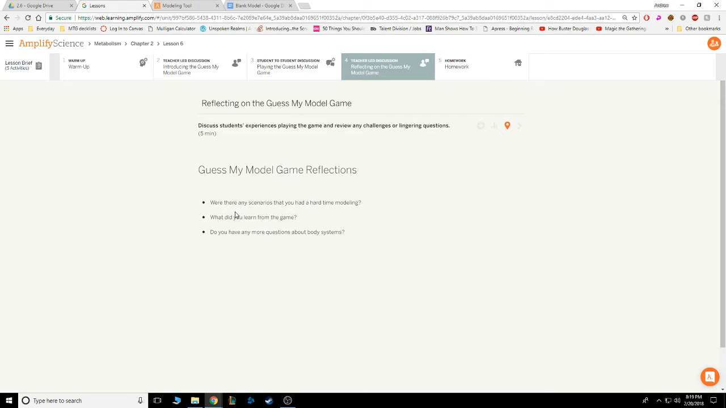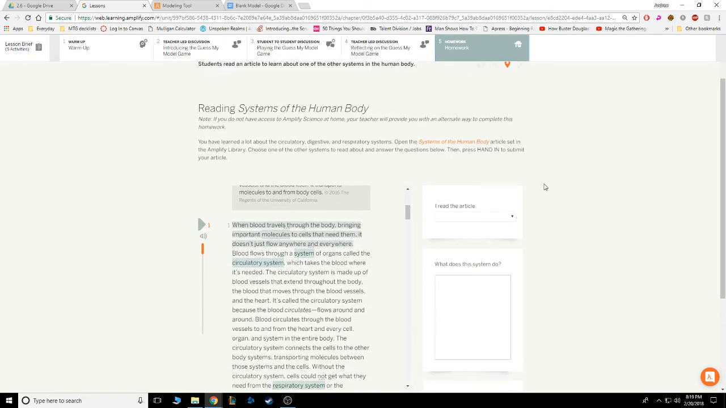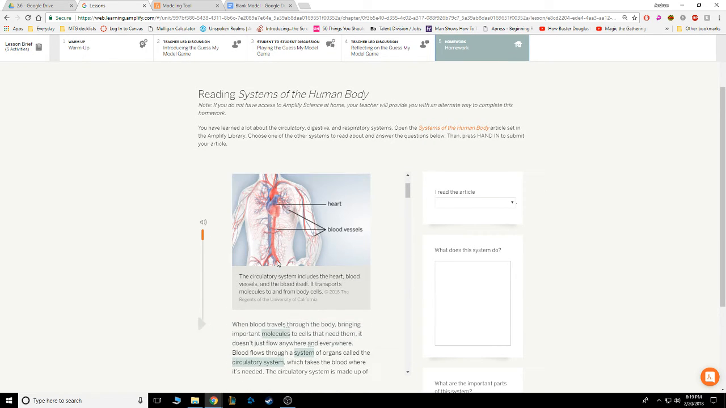Once you've done that, and you've answered the other two questions as well, like what did you learn from this game, and the questions you have about the systems, you're ready to wrap up the homework for the day. The homework is pretty straightforward. It requires you to read this article about the circulatory system. It's something we've talked about in class already, so you should be more than prepared to handle it.